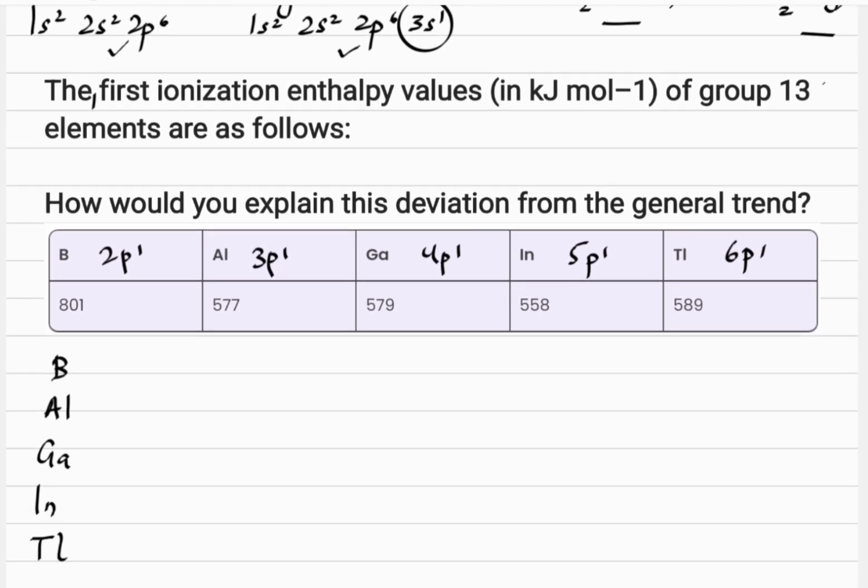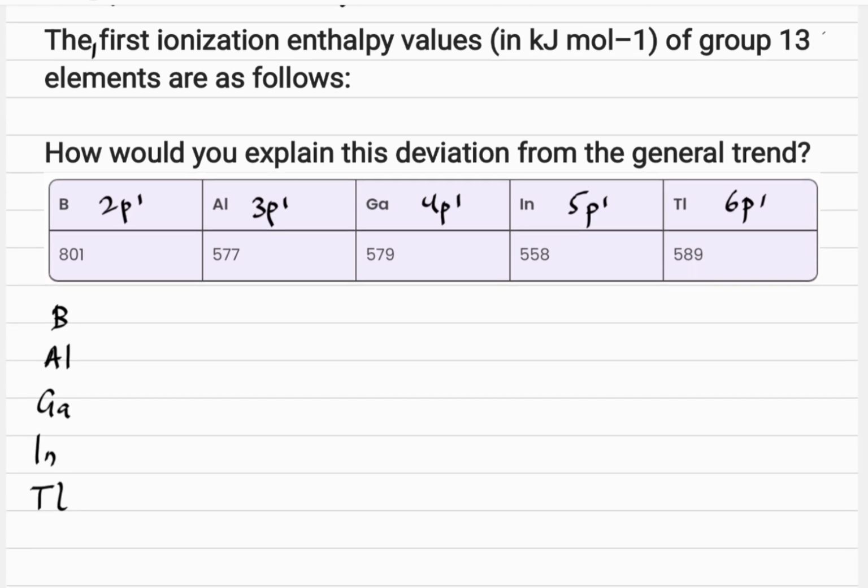Okay, then let's move to the next question. The first ionization energy or enthalpy values of group 13 elements are as follows. Okay, these values are in kilojoules per mole and they are given for group 13. All right. How would you explain the deviation from the general trend?